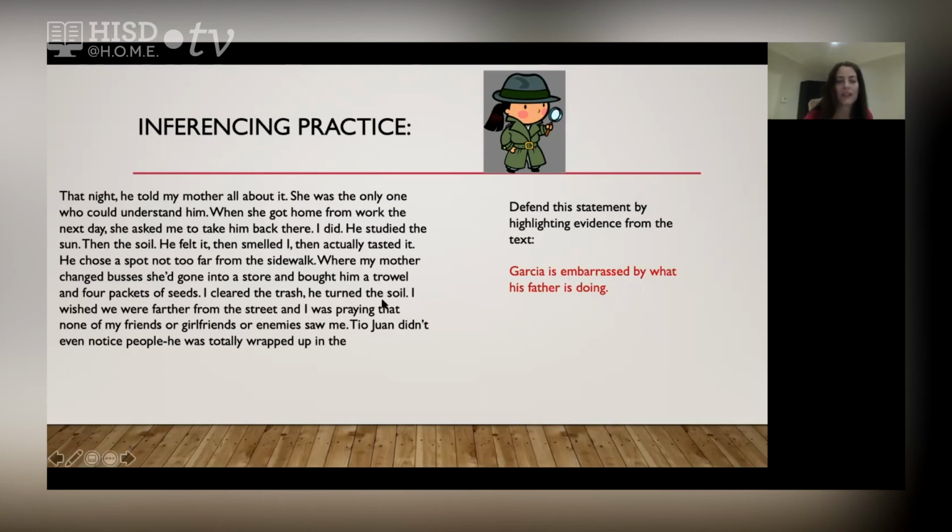So if you look here, "I wish we were farther from the street and I was praying that none of my friends or girlfriends or enemies saw me." He's clearly embarrassed by what his father is doing. Otherwise, he wouldn't be praying that none of his friends saw what his father was doing. Good job if you got that. This is not easy, this inferencing.